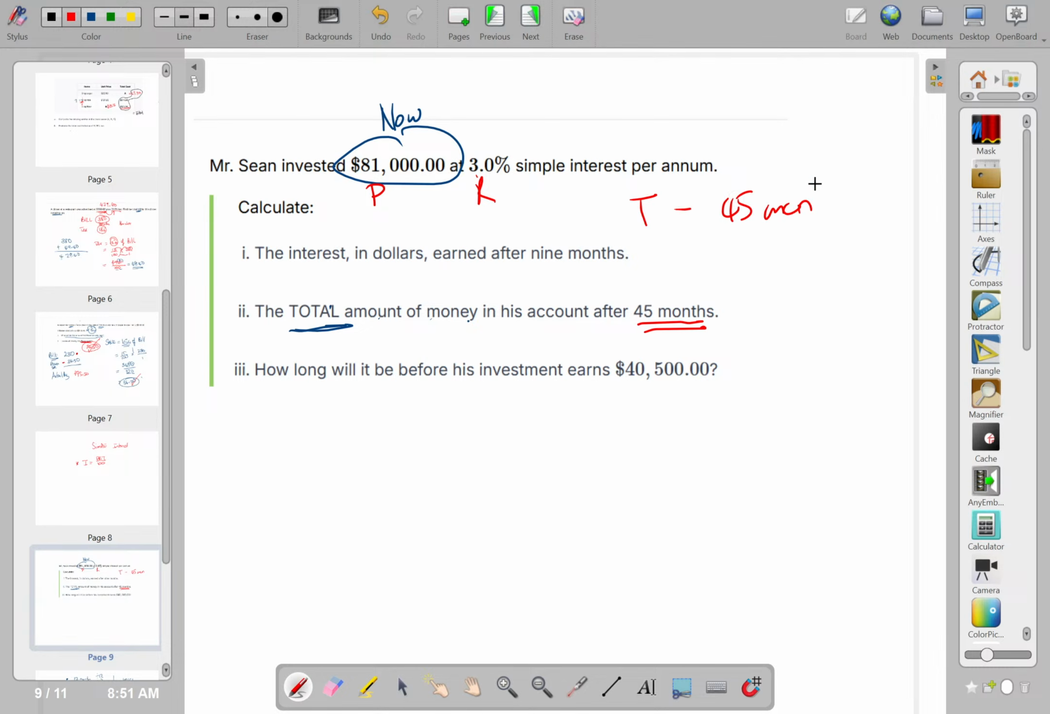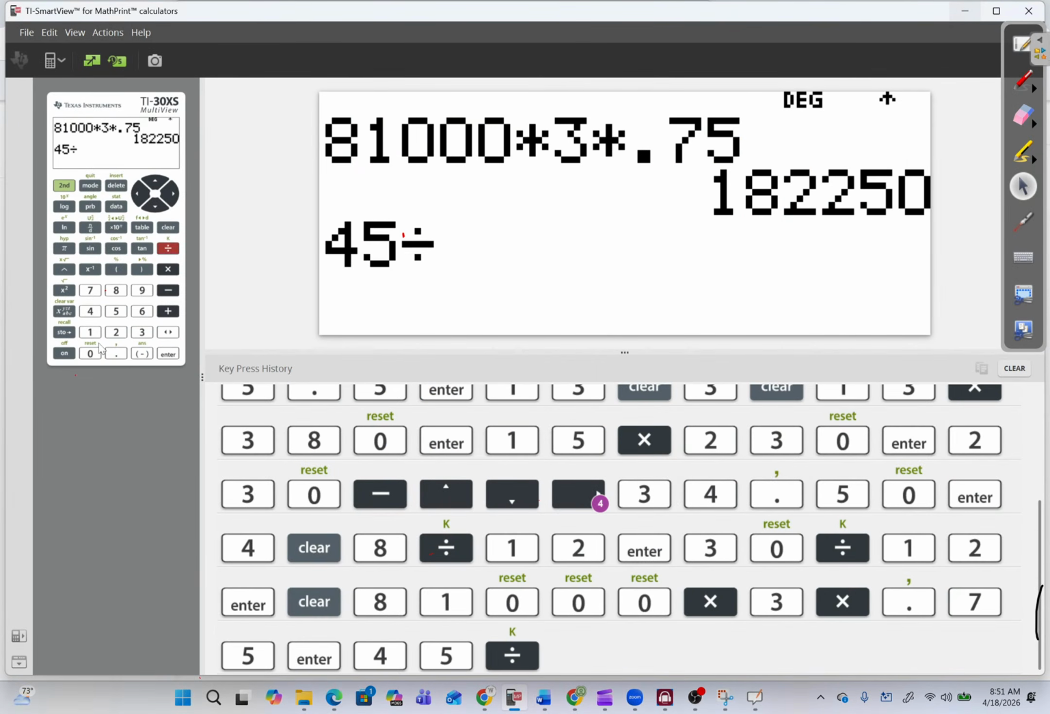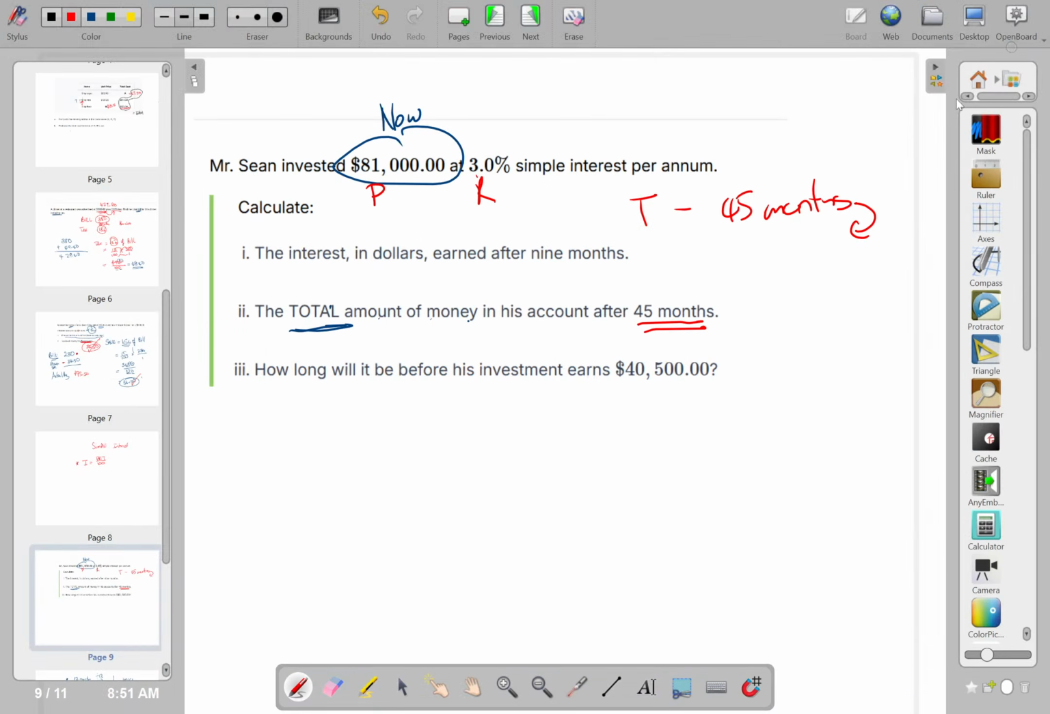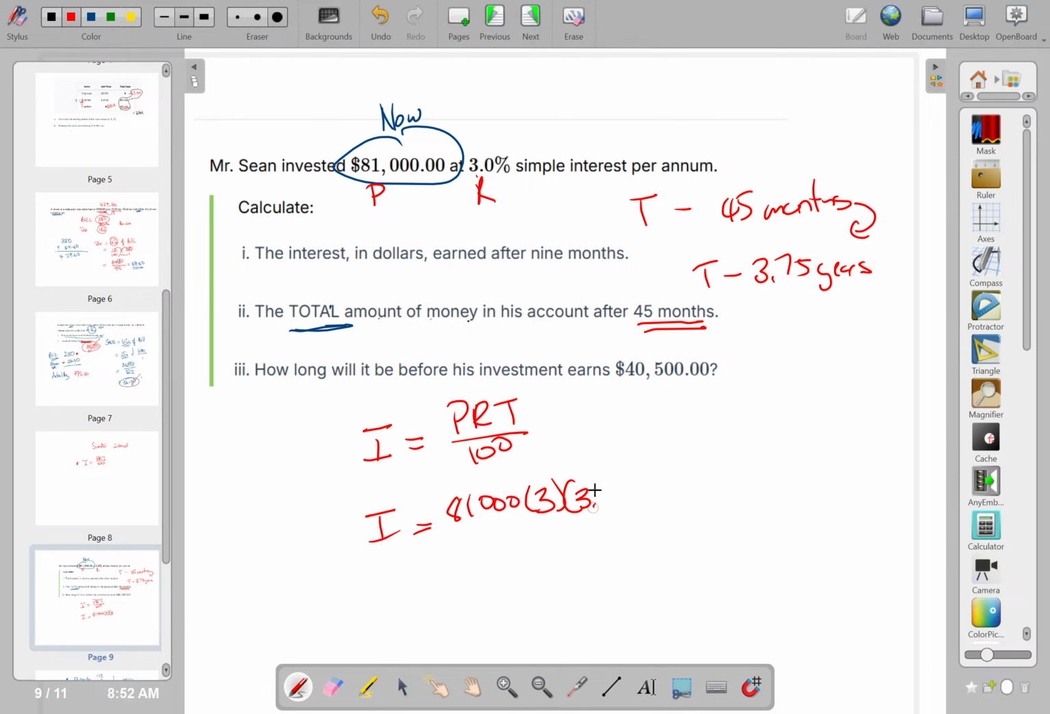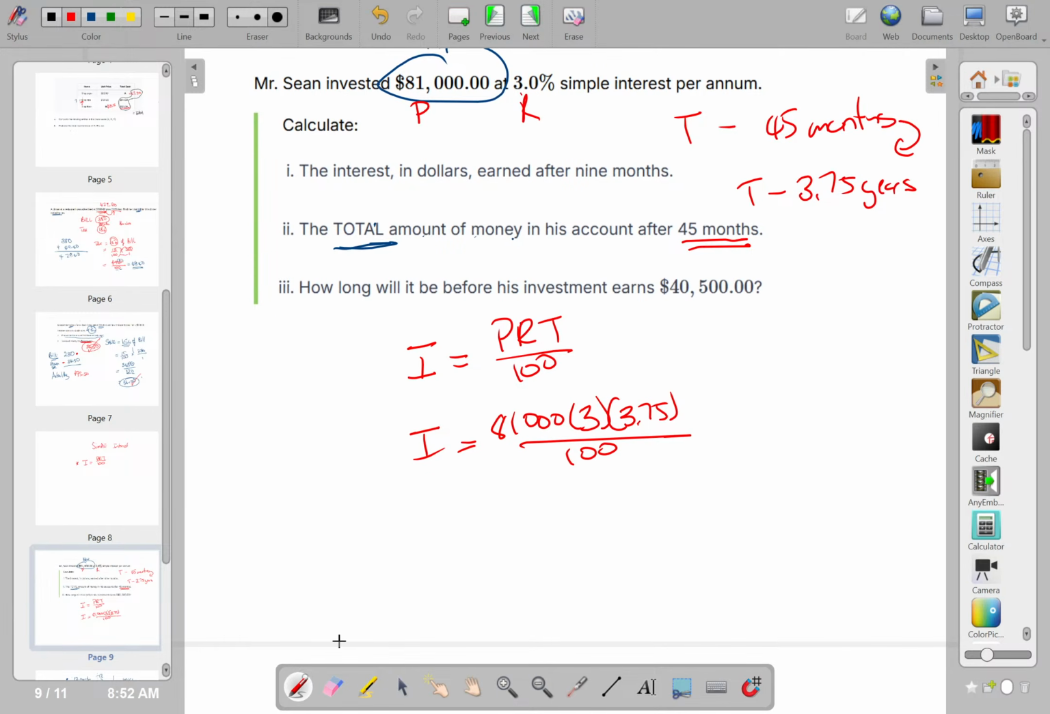But we don't want months when we use the formula. We need years. So what is 45 months in years? 45 divided by 12 gives me 3.75. So my time is 3.75 years. All right, we get some answers in the chat. Good. So first, we have to find out the interest. Interest equals P R T all over 100. Interest is equal to 81,000 times the rate, which is 3, times the time, which is 3.75, all over 100. Then this is going to give us the amount of money added to his account.